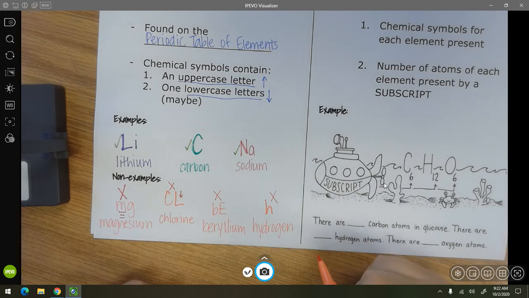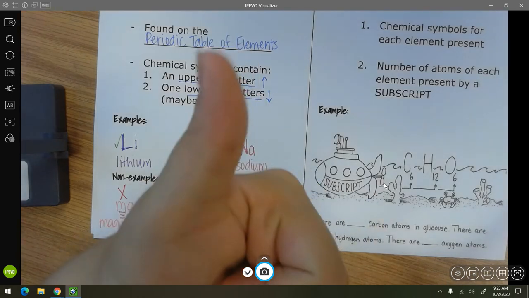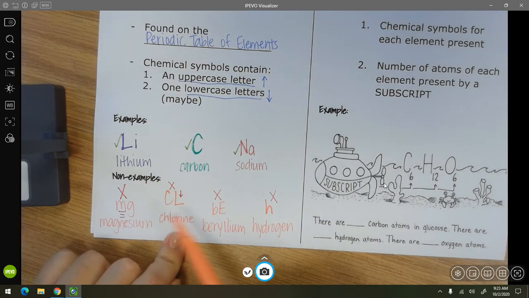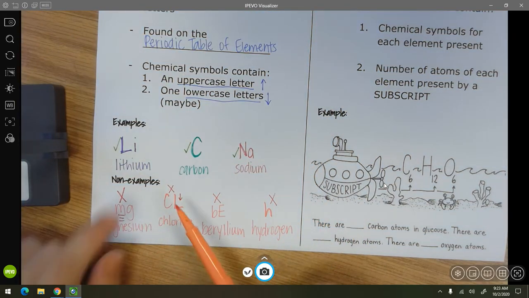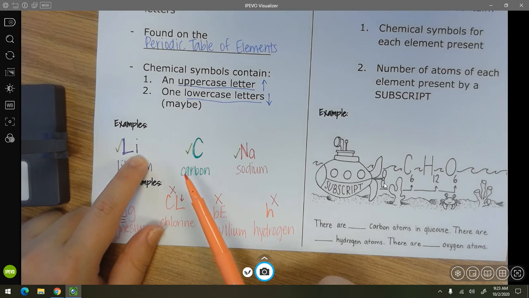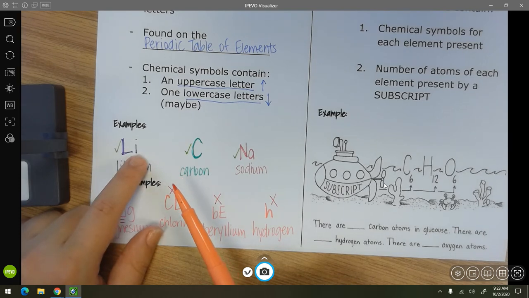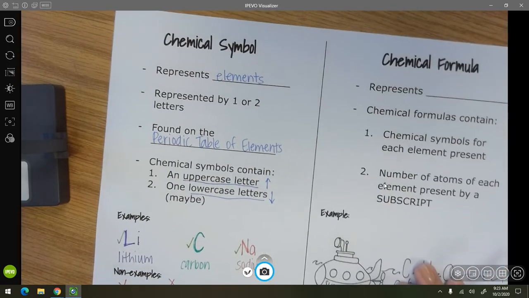Okay? So make sure that you see the difference between these examples that are good, woo, and these non-examples that are bad. Okay? So always capitalize the first letter, have the lowercase letter be second. All right? Okay, so that's your chemical symbols. Hopefully you kind of remember them, you started to see them.